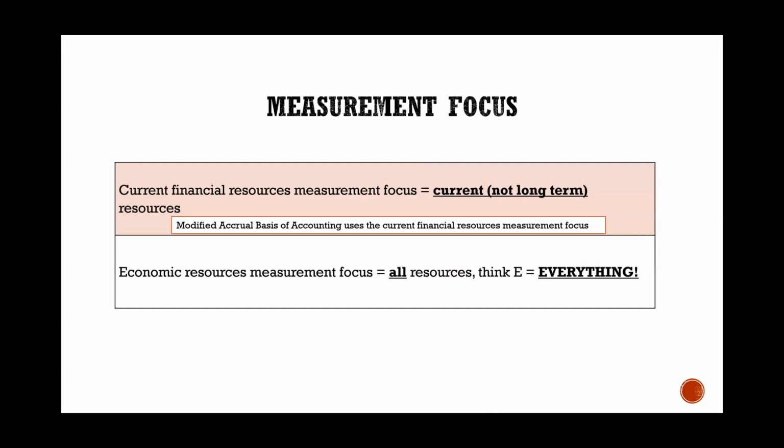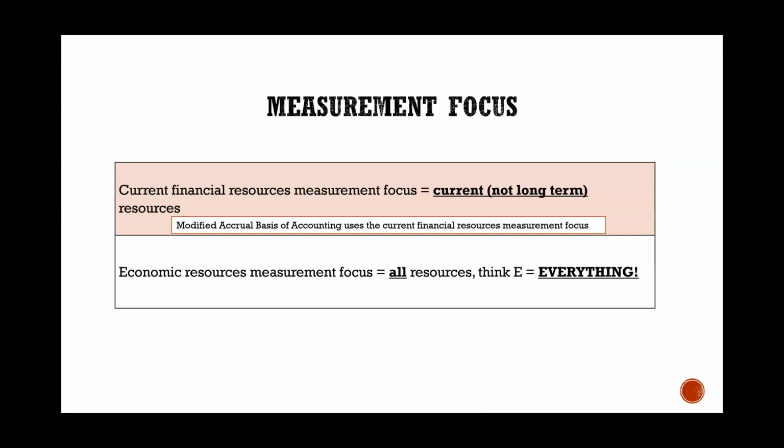Measurement focus. Recall we've got 2 of these. The one that we use here in the modified accrual accounting for the governmental category funds is the current financial resources measurement focus. This focuses on current, no long-term. There are no long-term liabilities. There are no long-term assets. These are simply the current resources that you have at your disposal. There's a box down here with a note saying modified accrual basis of accounting uses the current financial resources measurement focus. Remember that. Please, please, please remember that. Write this down in your notes, okay? I would imagine that there will be quiz and exam questions about this.